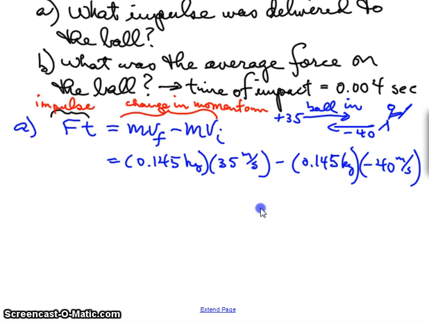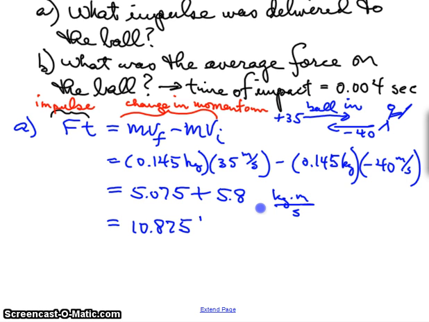So let me get a calculator. And let's see what we have here. We've got 0.145 times 35. So I've got 5.075. Now we're adding here plus 0.145 times 40, 5.8. And the units are the same. The units are going to be kilograms times meters divided by seconds. They're the same for both of those quantities. So we're going to add those up. And we get 10.875 kilogram meters per second, which is the impulse.